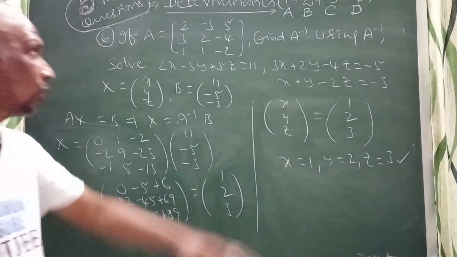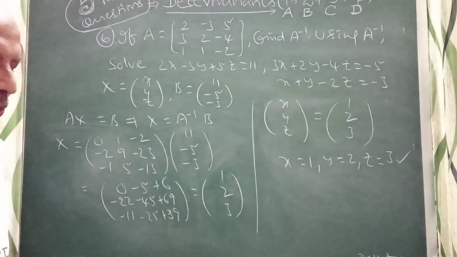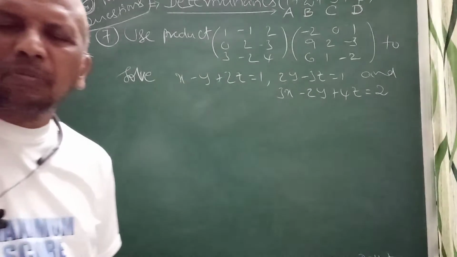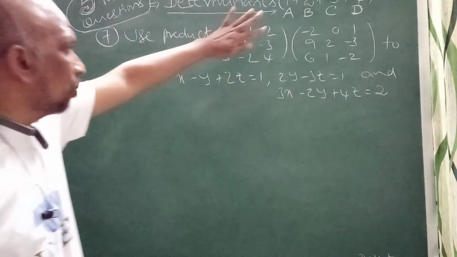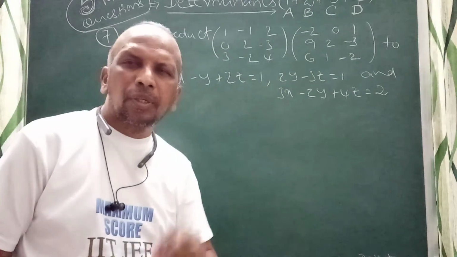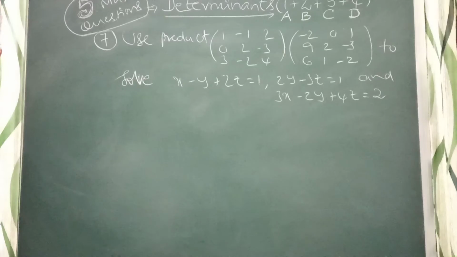If you want, you can verify by substituting this; it gives 11. So this is the required answer: 1, 2, 3. Now I will solve the next problem. In this problem they are asking to find the product of these, then use this product to solve these three equations. You can see the benefit here: this is easy to solve.